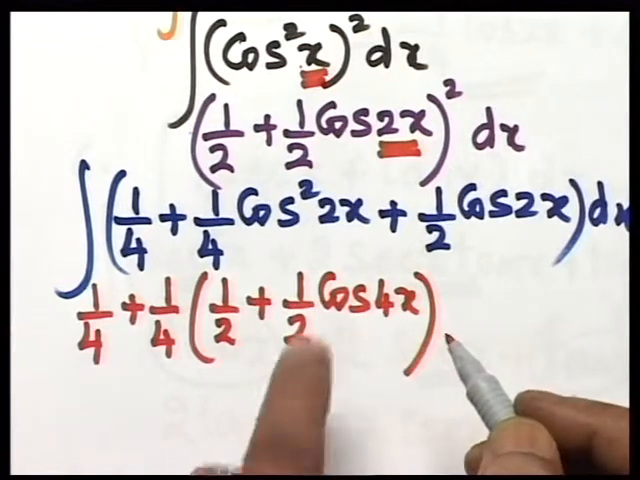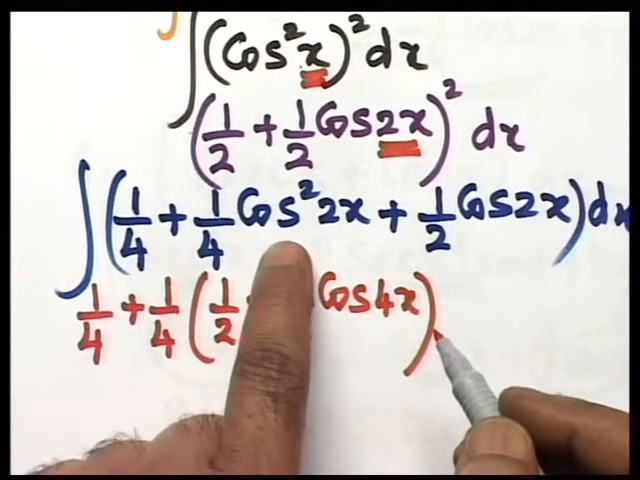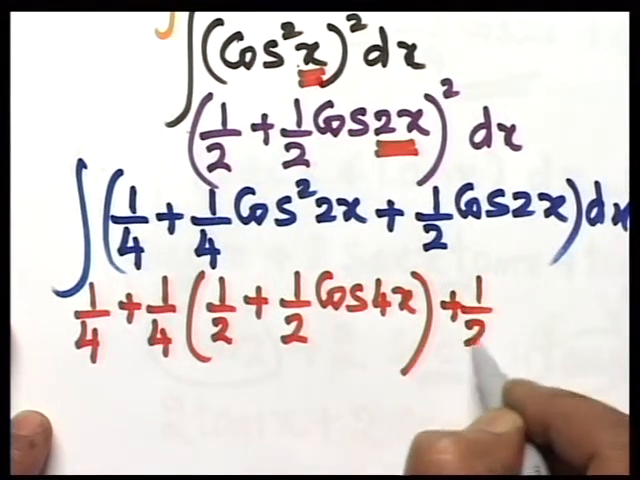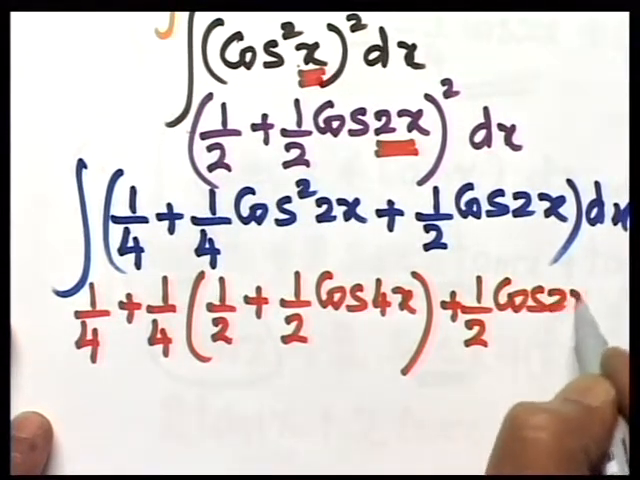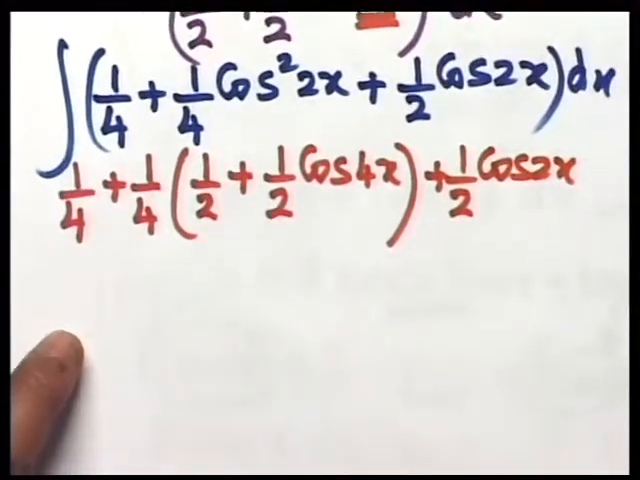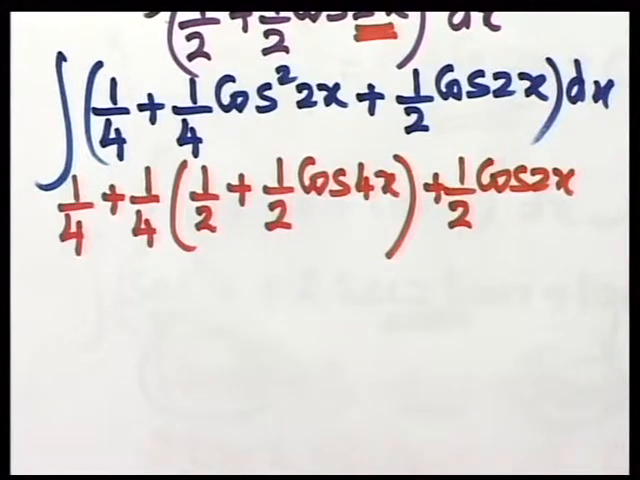So that's the double angle form of the cos square 2x, and then we have the last one, which is plus half cos 2x. Now we are happy. We can integrate everything now, right? So we can open the brackets and integrate. That's the next bit now.